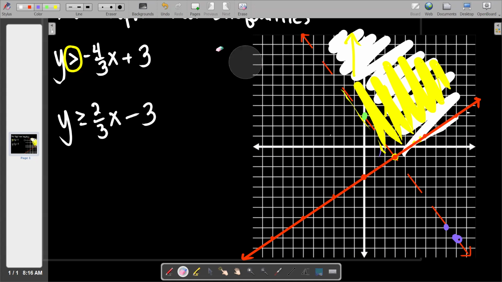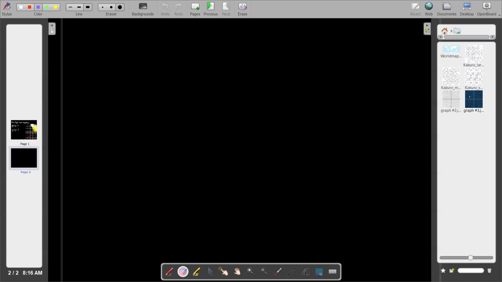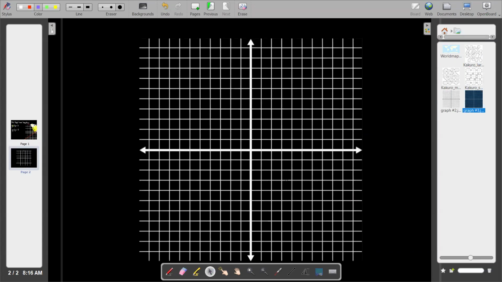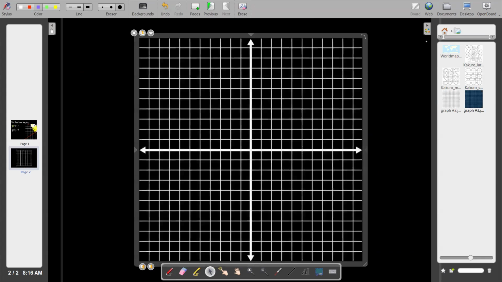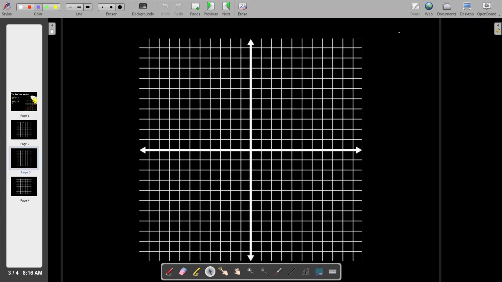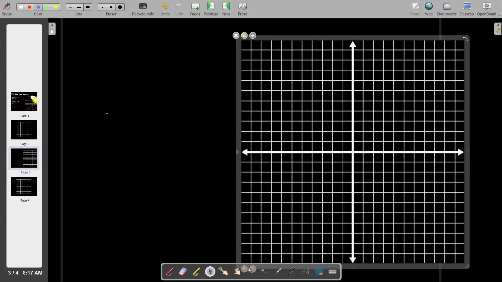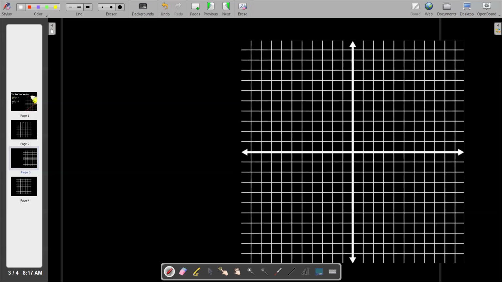Okay, so let's get on to the next one. That's what it really looks like. And there's way more conversation to be had about why we are doing this. But again, today is just a mechanical sort of skill practice day. So I'm going to clone this page. So our next one I want to do is y is less than 3, and y is less than or equal to negative 5/3 of x minus 2.